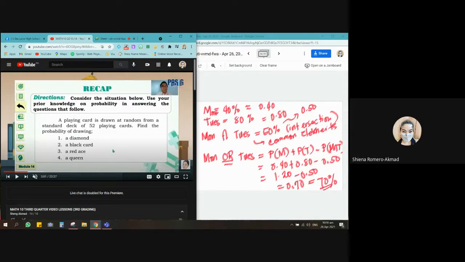Number 2, a red ace. So, sabi nyo, kalahati nun black, kalahati nun pula. So, paano kung red nga, pero ace naman ang gusto natin makuha? Ilan yung red? Kalahati, right? 26 din po. Ilan yung ace na red? 2, ma'am. 2 lang. So, ano yung probability?